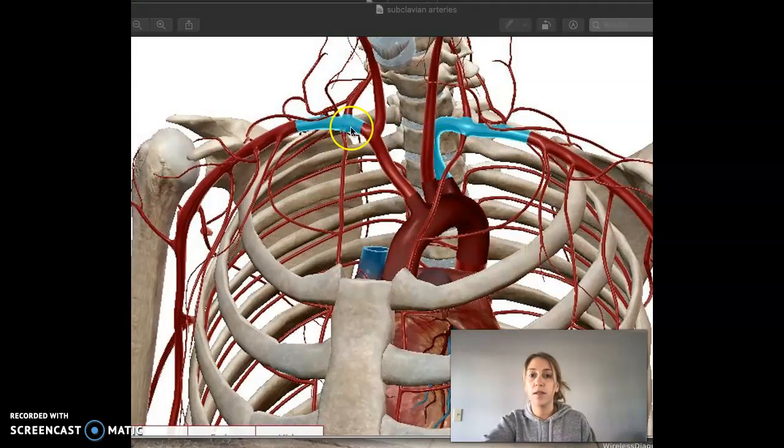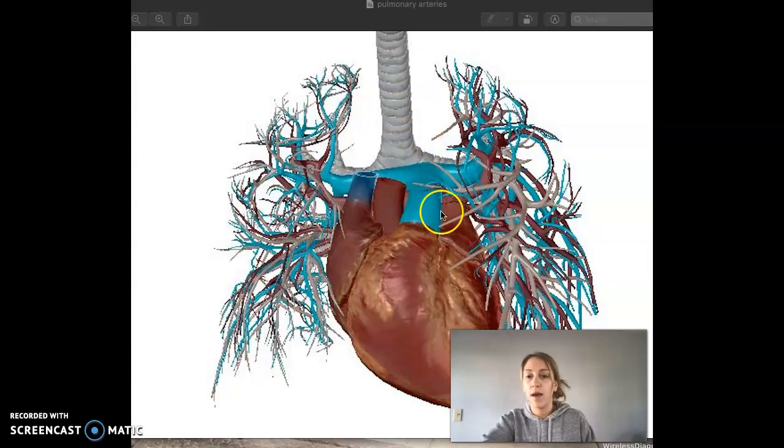Pictured here in blue, this is the right subclavian, and this is the left subclavian. Again, those are branched off of the aorta here, and they become the axillary artery, which I am highlighting with my mouse on either side. Those are the axillary arteries. So next we have the pulmonary arteries.